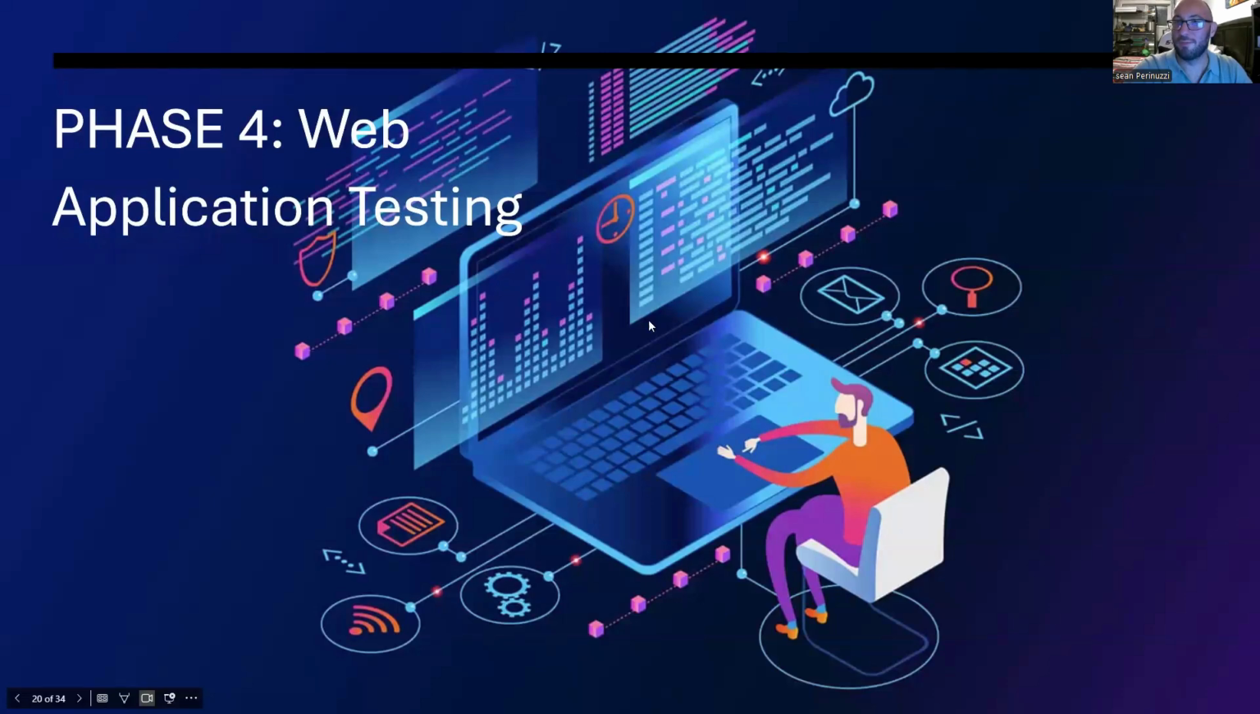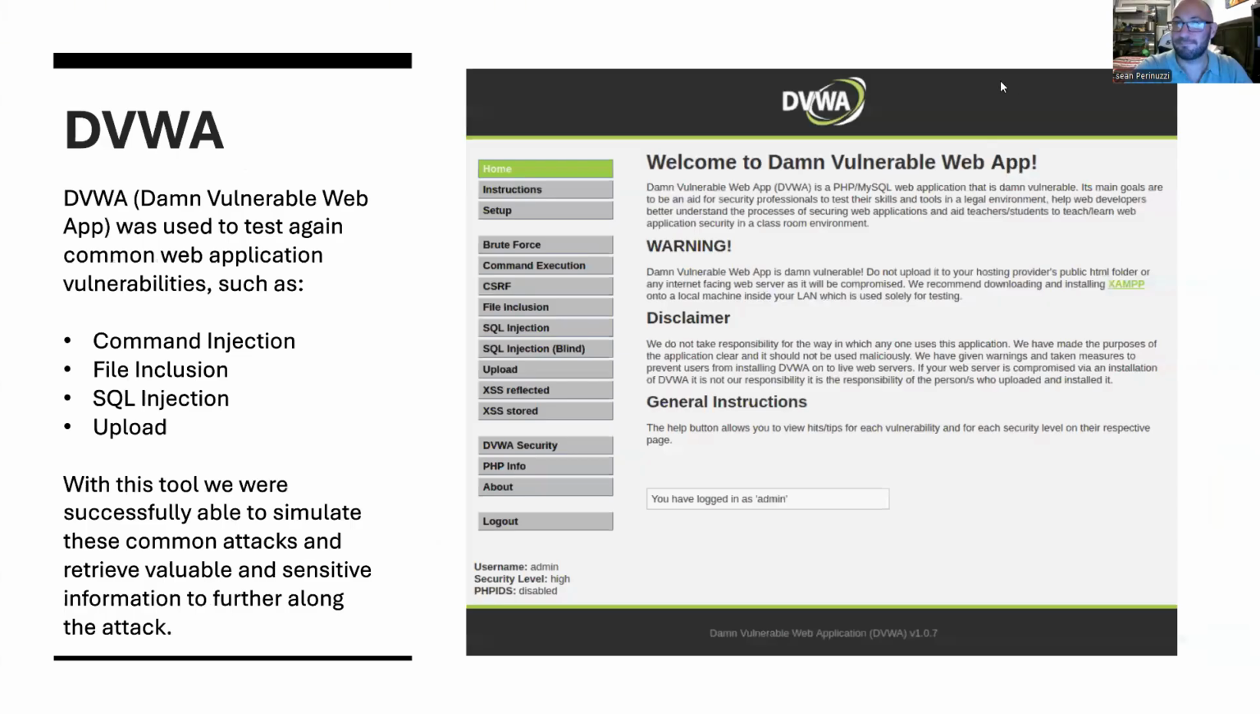Phase 4 was web application testing. For this phase, we used the tool DVWA, which is a common tool used by cybersecurity professionals to test against common vulnerabilities associated with web applications, such as command injection, file inclusion, SQL injection, and upload injection.